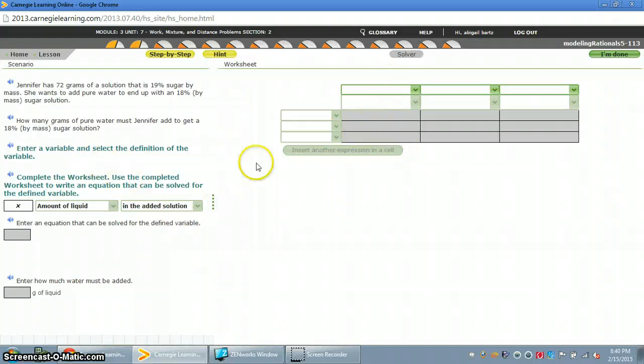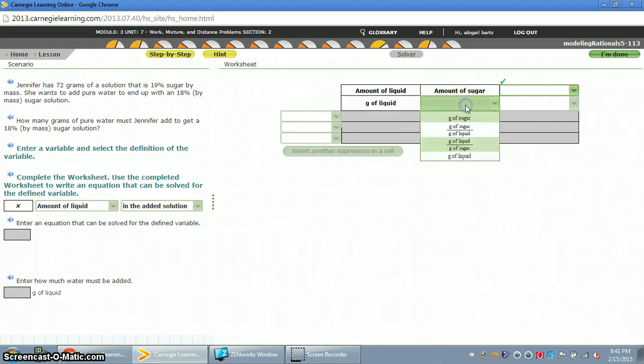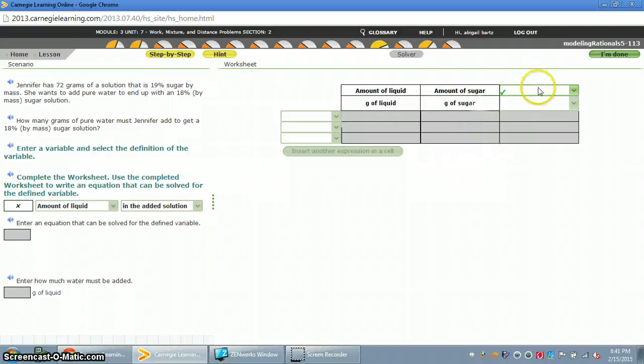And then after that, you're just going to start filling in. Well, we already know the amount of liquid, so that's kind of nice. What are we measuring the amount of liquid in? Grams of liquid. What else do you have in your solution? You have maybe an amount of sugar, and you probably measure that by grams of sugar.